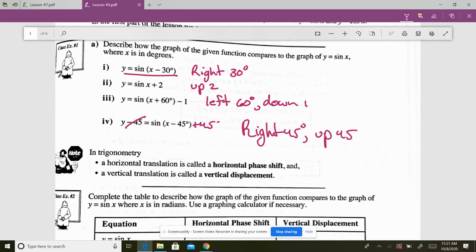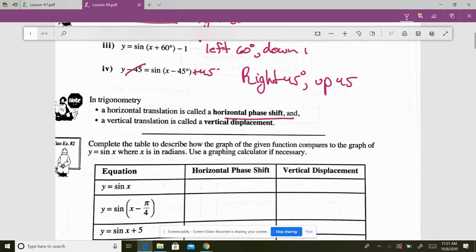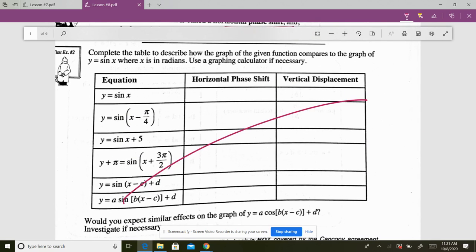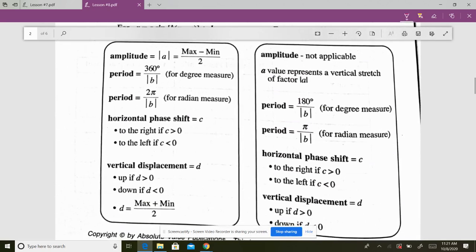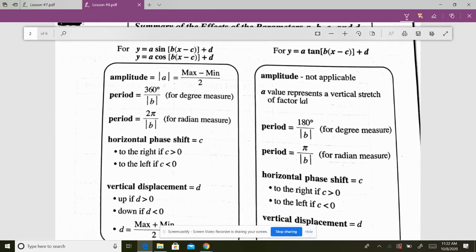So horizontal phase shift would be your C value. Vertical translation is called a vertical displacement when you're talking about trig functions. I'm not too worried about that terminology. All right, we're not going to do that table because that's just kind of the same thing. This table here is just a summary of everything.